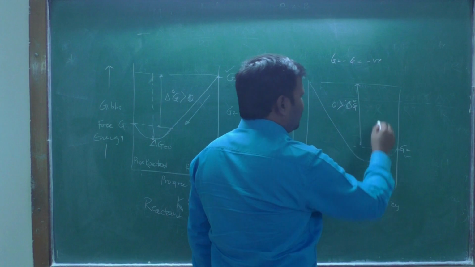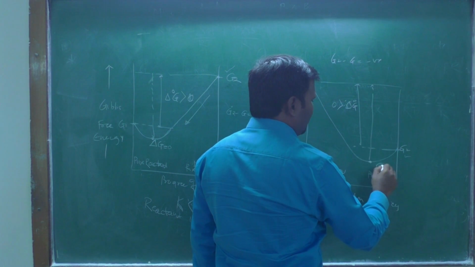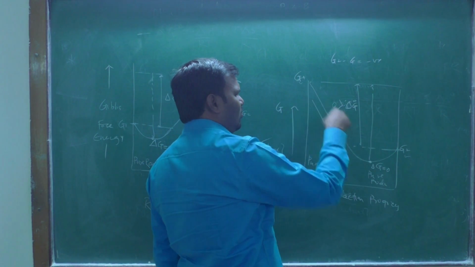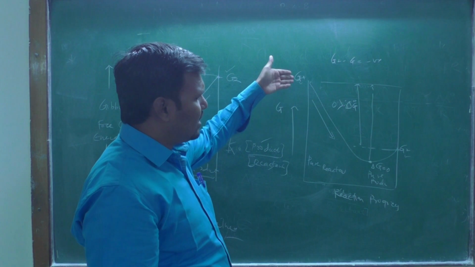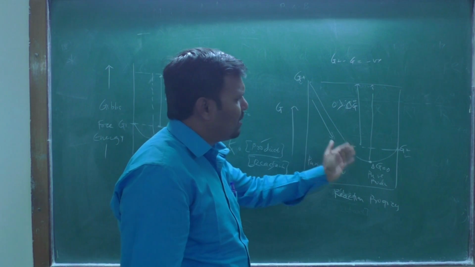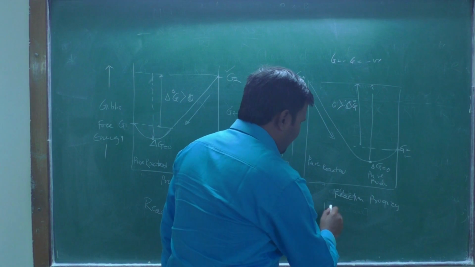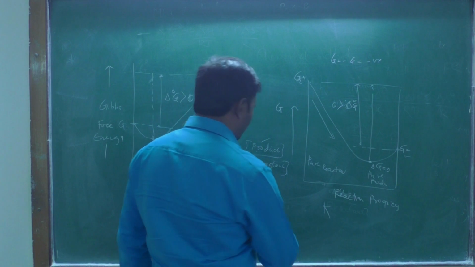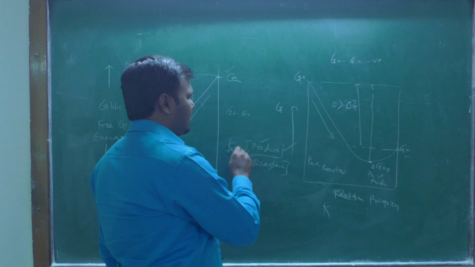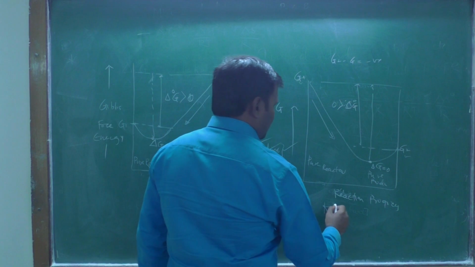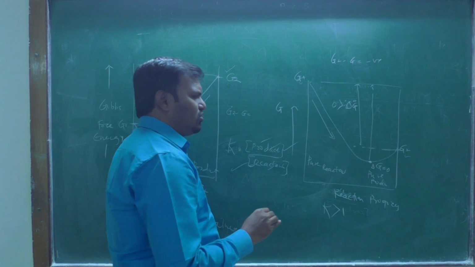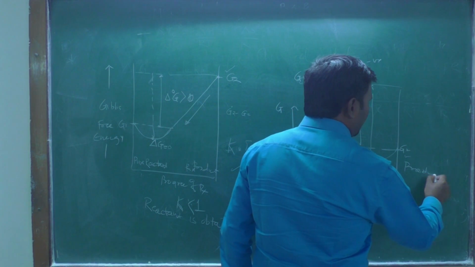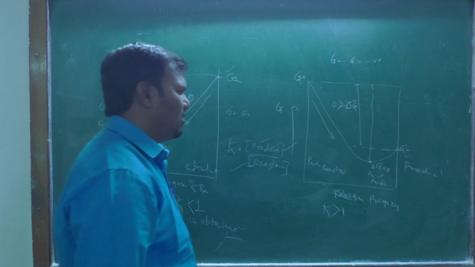At that point the equilibrium is there. At equilibrium delta G is equal to 0, and the reaction moves from higher energy to lower energy. Therefore, in this case more and more product is obtained, the product is more, and K is more than 1.